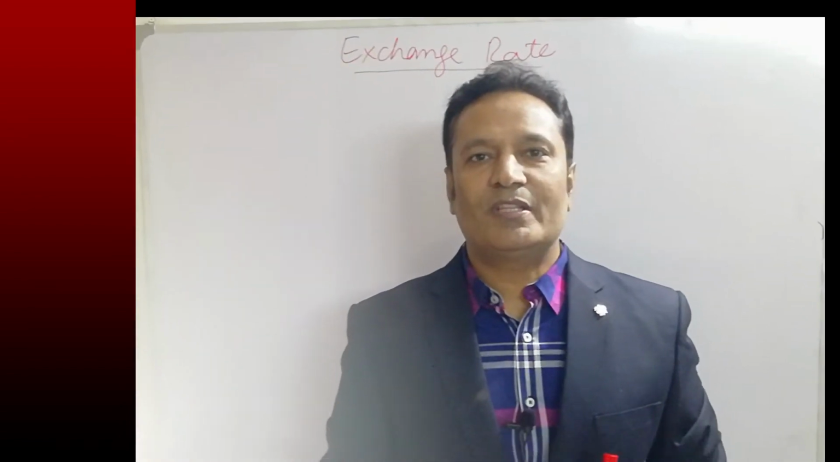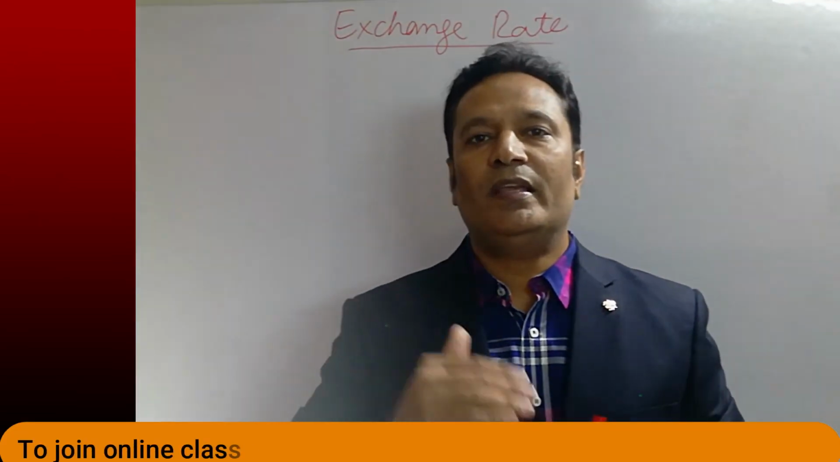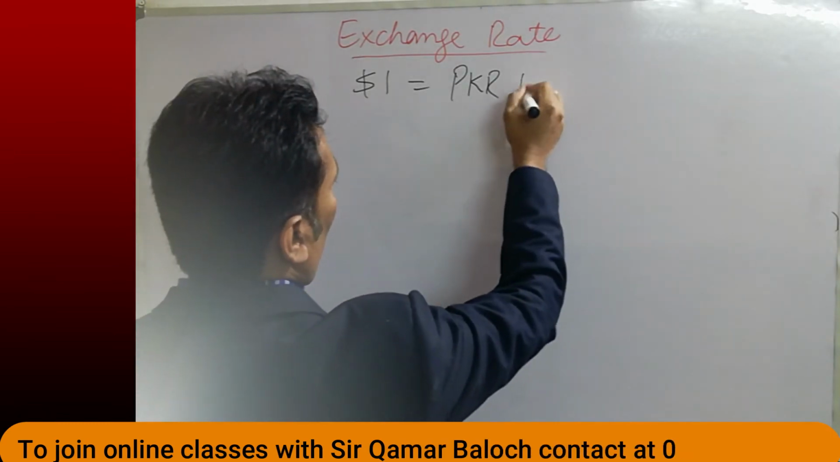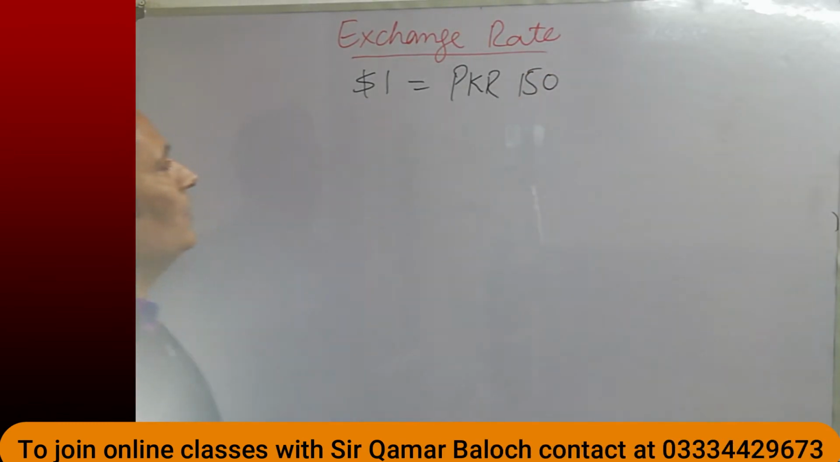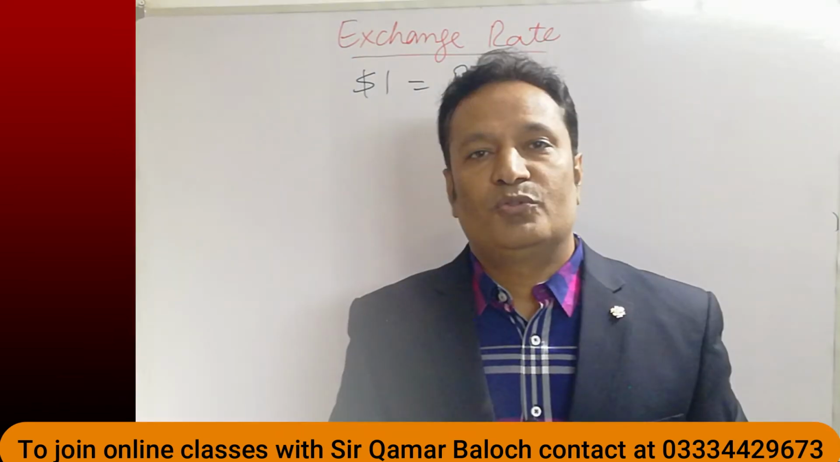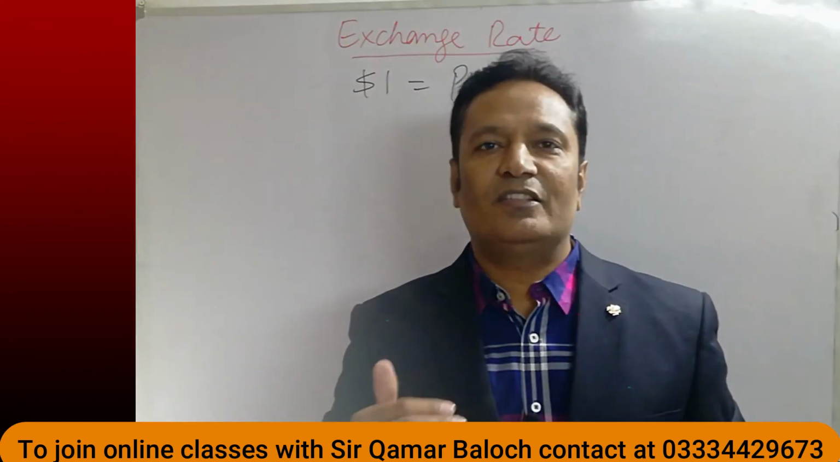So starting with the definition of exchange rate or foreign exchange rate. Foreign exchange rate is the price of a currency in terms of another currency. For example, if $1 is equal to 150 Pak rupees, this is the exchange rate of dollar in terms of Pak rupees. So it is the price of a currency in terms of another currency.